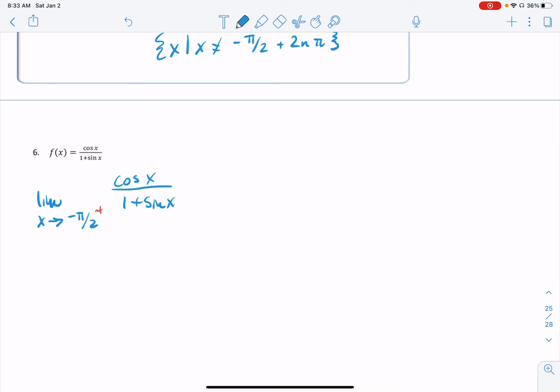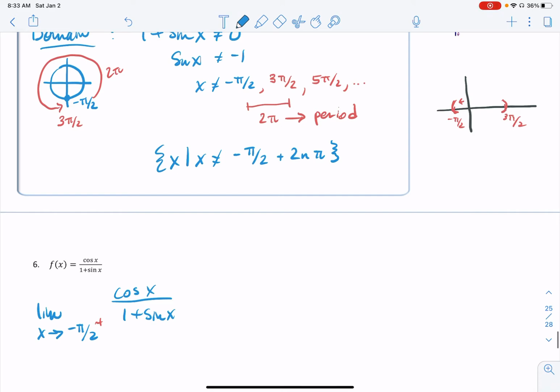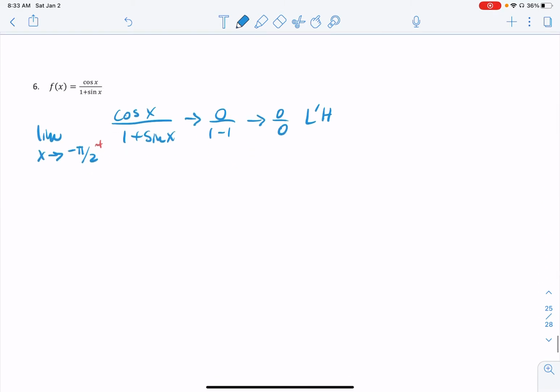Okay, let's go ahead and do some direct substitution. The cosine of negative pi over 2, cosine is the x value, that's 0, over 1 plus, and then the sine is a negative 1. So maybe I'll just do minus 1, which is 0 over 0. Hey, this is L'Hopital's rule. Hey, you know what? In the past, every single time we've seen 0 over 0, didn't that give us like a hole in our graph? Question mark?